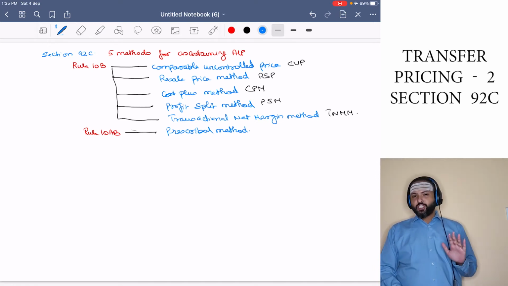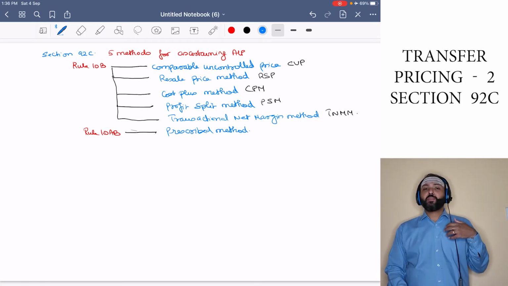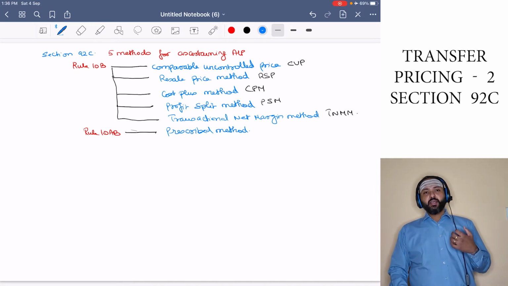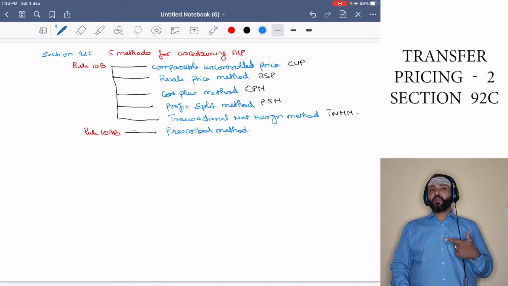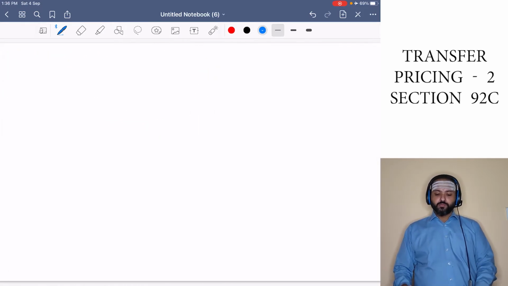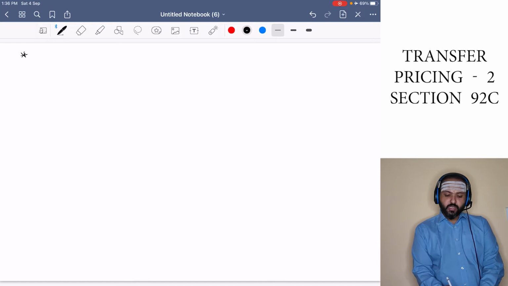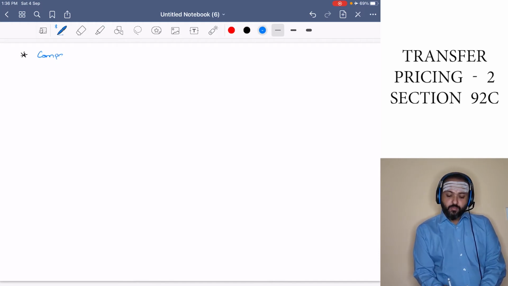Okay, so now that we have understood, let us do one thing. Before we go into each method, we will try to understand what that particular method is trying to advocate, and then we will look into a problem to see how that method is implemented. Okay, so now the first method. What was the first method that we discussed? Comparable uncontrolled price.